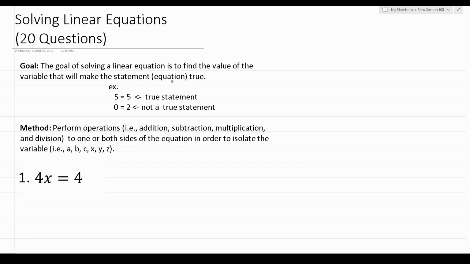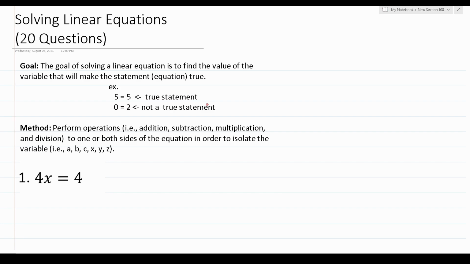What about 0 equals 2? Well, of course that's not a true statement. 0 does not equal 2. When I work out the first problem in this video, I'm going to show you an example of checking to see whether our solution makes a true mathematical statement or not. In addition, we have to realize this. In order to reach our goal, we're going to have to perform operations, that is addition, subtraction, multiplication, and division, to one or both sides of the equation in order to isolate our variable.